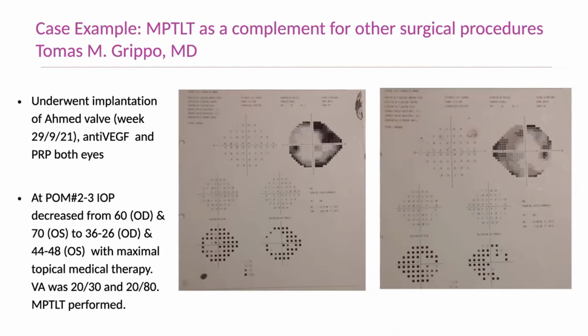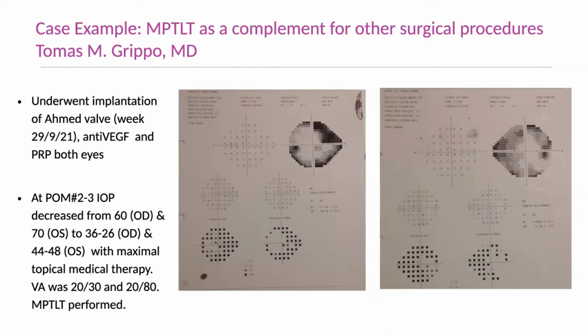But over follow-up, which was 2 to 3 months, her pressure decreased from 60 in the right eye and 70 in the left eye to a range of 36 to 26 in the right eye and 44 to 48 in the left eye, around 2 to 3 months after treatment. Of course, the pressure had fluctuated a lot, but this is the scenario I was encountering 2 to 3 months after placing the valves, also with maximal medical therapy.